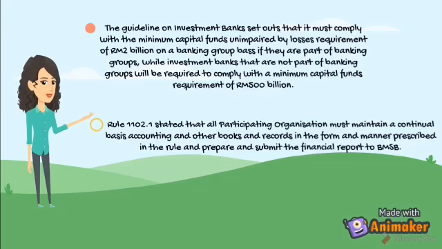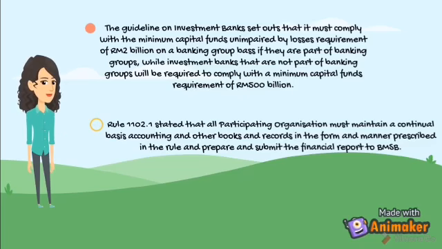The guideline on investment banks sets out that it must comply with the minimum capital funds unimpaired by losses requirement of RM2 billion on a banking group basis if they are part of banking groups, while investment banks that are not part of banking groups will be required to comply with a minimum capital funds requirement of RM500 billion.